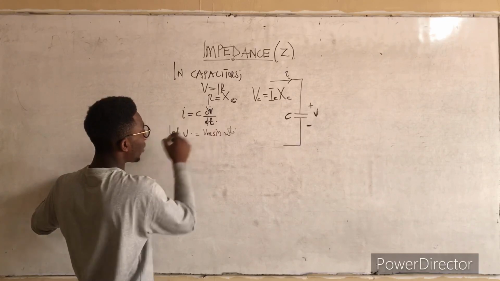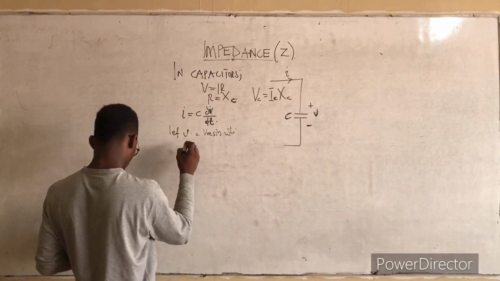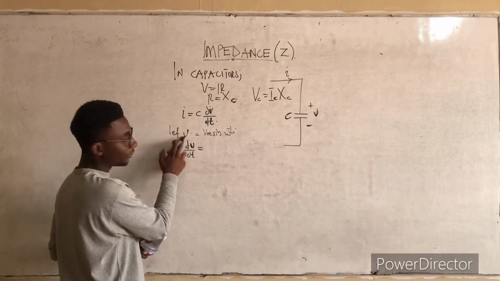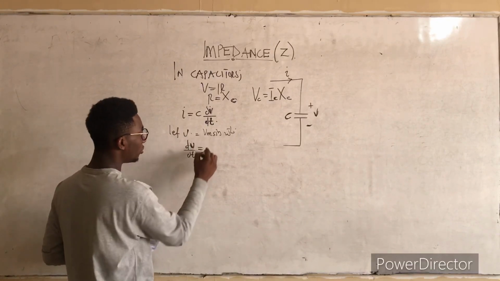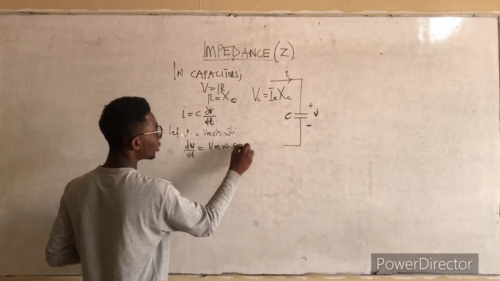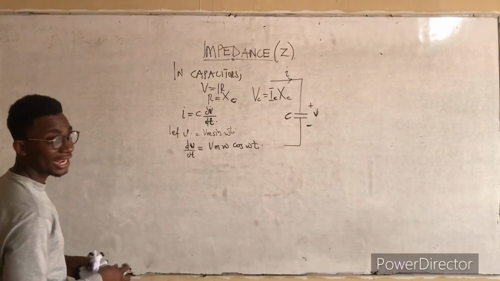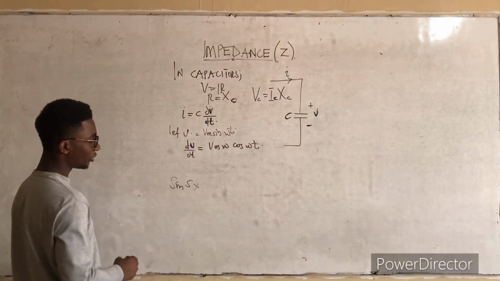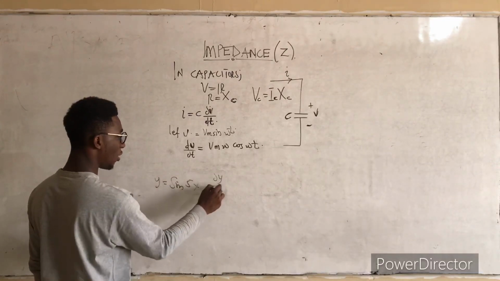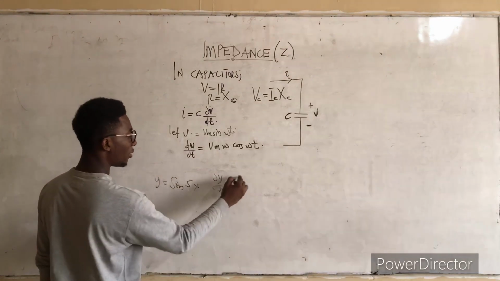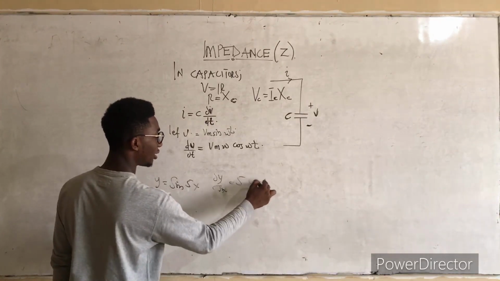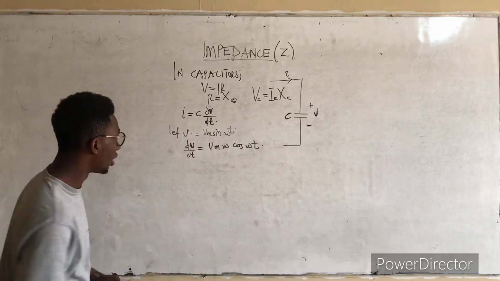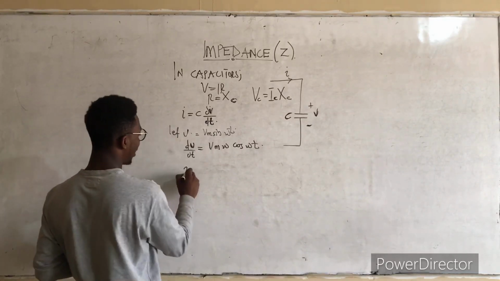So now, if it's dV/dt, the V is this, so we are finding the derivative of this parameter against time. We get Vm omega cos omega t. So we are differentiating the sine. If you have something like y equal to sine 5x and you have to find dy/dx, it's simple: you multiply by the value here and differentiating sine gives cos, so cos 5x. This is something you should know from your basic secondary school.